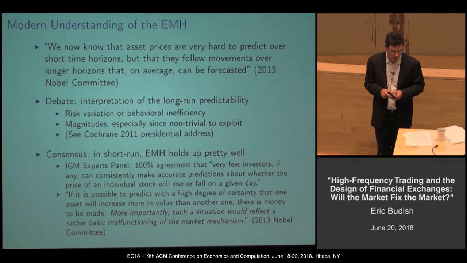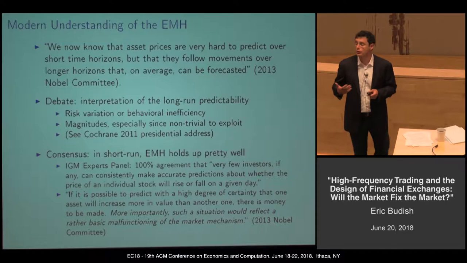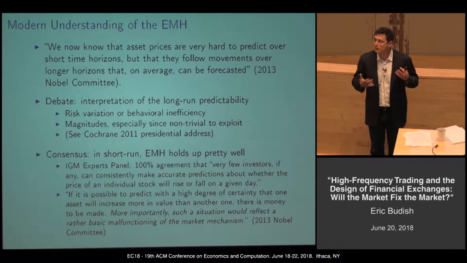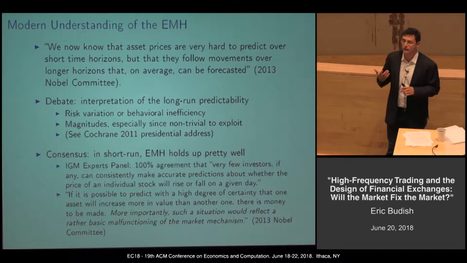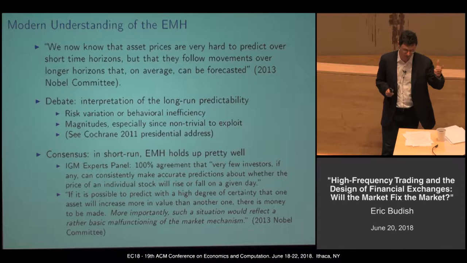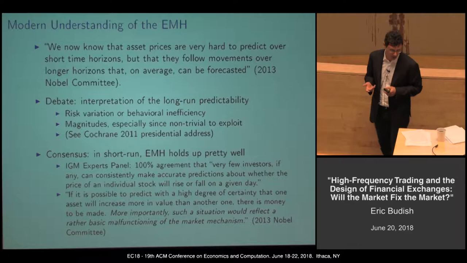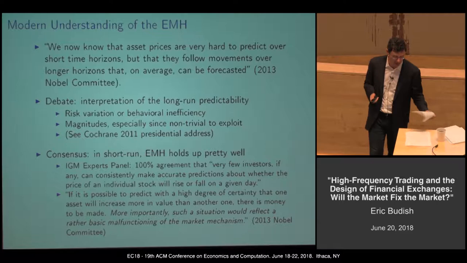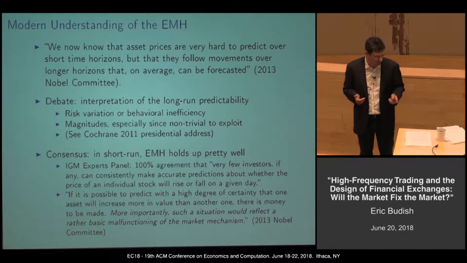The main debate in this literature is over how to interpret this predictability. To what extent does it reflect purely rational forces, like variations in risk that we don't fully understand, but that are consistent with market efficiency? And to what extent does it reflect behavioral biases? So think of this as the Fama versus Shiller debate. But that the market's hard to beat in the short run is still relatively uncontroversial within the academic community. The Nobel Committee even wrote that such a situation would reflect a rather basic malfunctioning of the market mechanism.